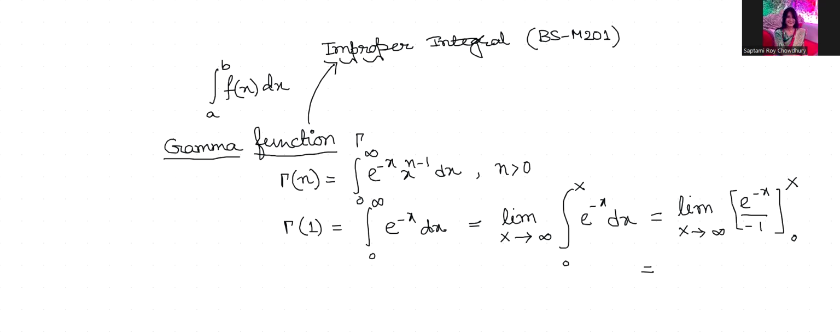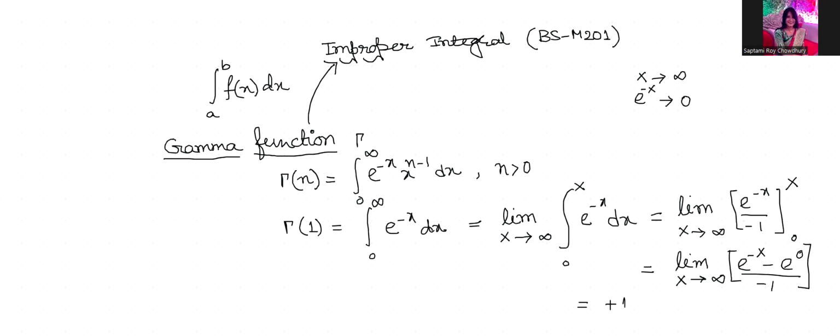Now, put there capital X, put there 0. As we know that if X tends to infinity, e to the power minus X tends to 0. So, first we will put the limit values, then we will solve for this. So, as X tends to infinity, this term will be 0. Ultimately, we will get, it is X independent, so that will be plus 1. So, gamma 1 value is 1. I think it is clear to everyone.